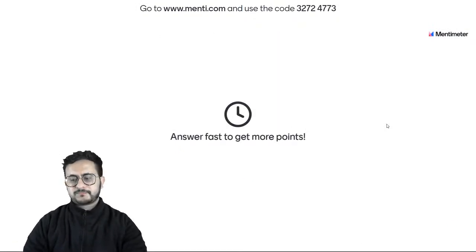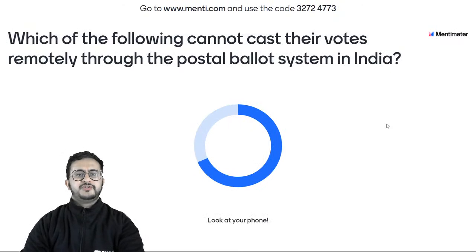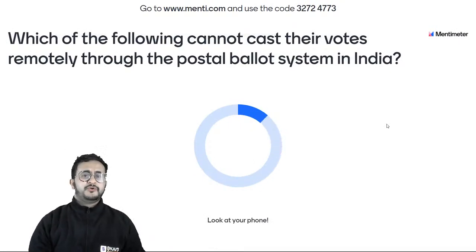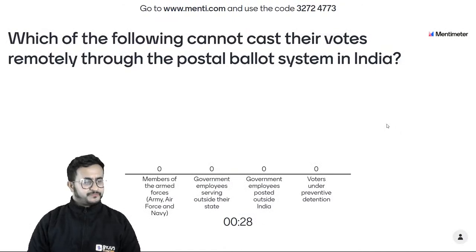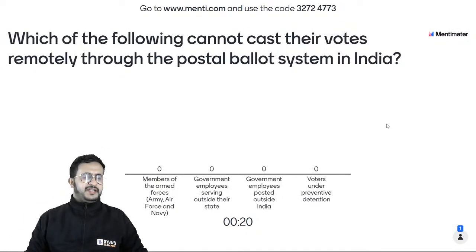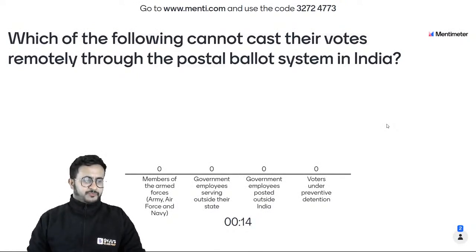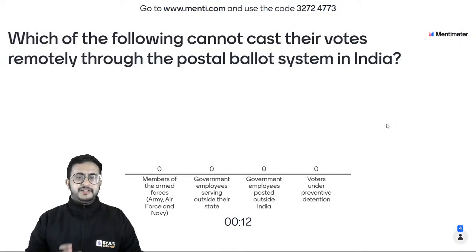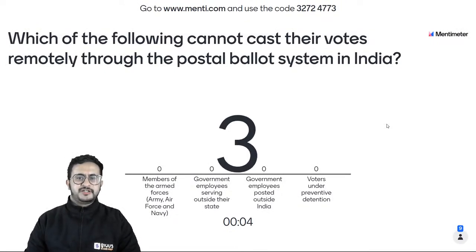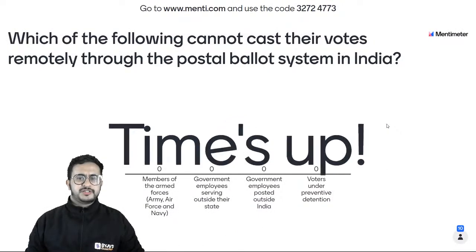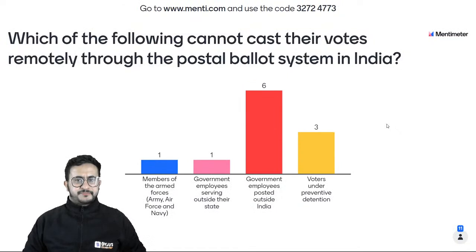Here's the first question. Which of the following cannot cast their votes remotely through the postal ballot system in India? What happens in elections in India is you have the postal system, and people have to go to the election center and cast their votes. But there is a provision of people casting their vote remotely. Which of these categories of people cannot cast their vote remotely? Members of armed forces, government employees serving outside the state, government employees posted outside India, voters under preventive detention.